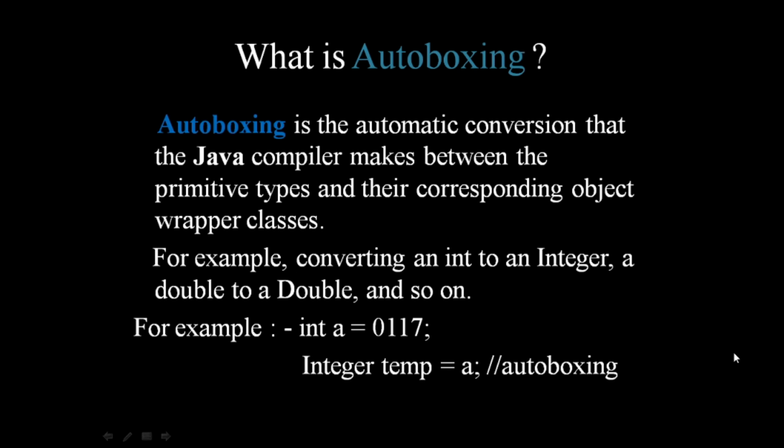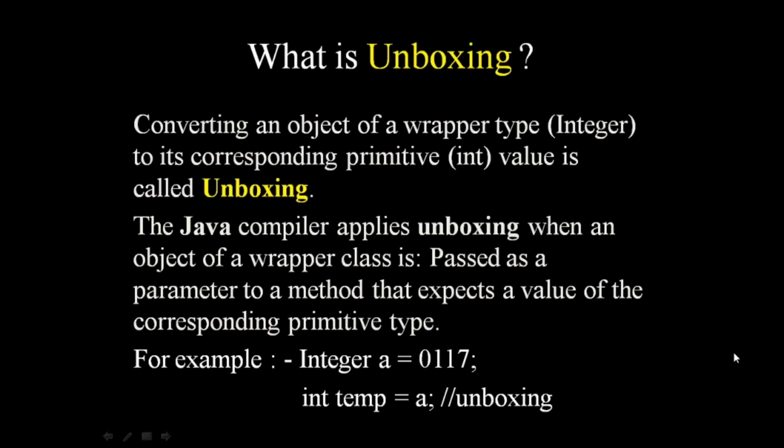Now let us go for the next concept, that is what is unboxing. In unboxing, the Java compiler automatically converts the wrapper class objects into their corresponding primitive types. For example, here you can see the reciprocal of AutoBoxing. There we were storing a primitive type in a wrapper class object. Here we are storing a wrapper class object into a primitive type. So Integer a, that is a wrapper class object, is storing 0117. After that, in a primitive type variable, that is temp, we are storing the wrapper class object. So this is known as unboxing.